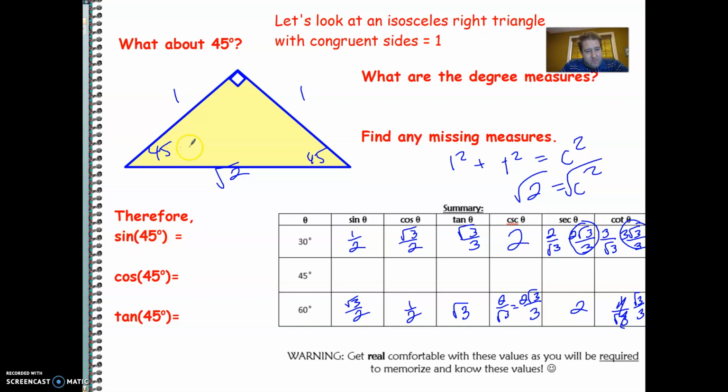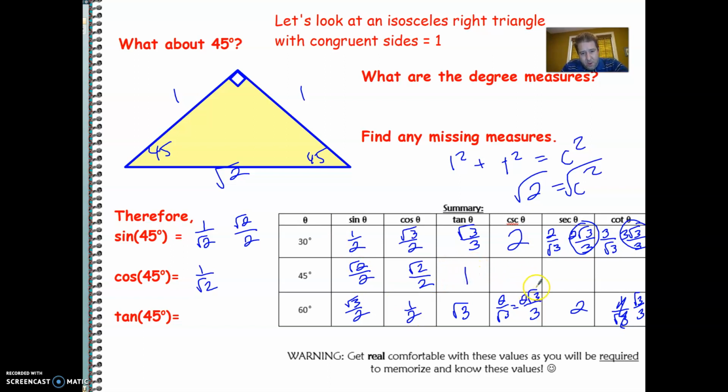All right, so sine of 45. We can use either side, it really doesn't matter. So that's 1 over square root of 2, but once again, radicalize that and it becomes square root of 2 over 2. Sine of 45, square root of 2 over 2. Cosine would be adjacent over hypotenuse, which is the exact same thing. So we know this is also going to be square root of 2 over 2. And then tangent of 45 would be 1 over 1, which is just 1.